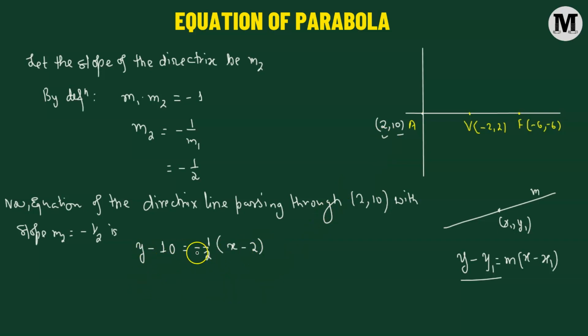Now let's solve this. So we're going to multiply throughout by 2. So we get 2y minus 20 equals, on the right hand side, -1 multiplied by (x minus 2). So we get -x plus 2, which will give us the equation x plus 2y minus 22 equals 0, and this is going to be the equation of the directrix line. So now we have the equation of the directrix line, we have the coordinates of the focus, we can easily find out the equation of the parabola.